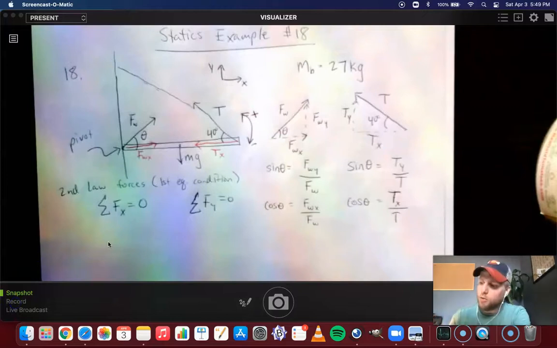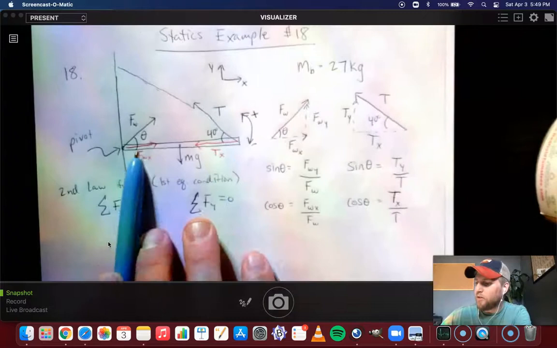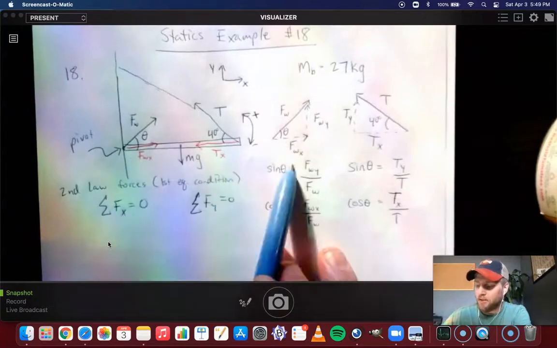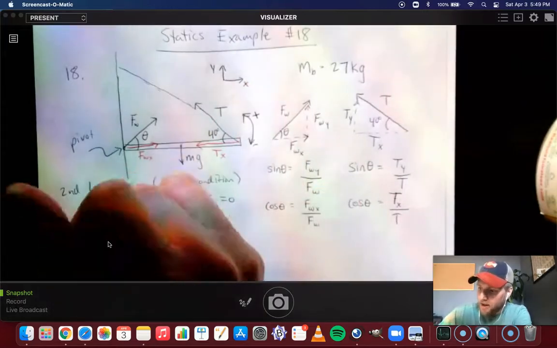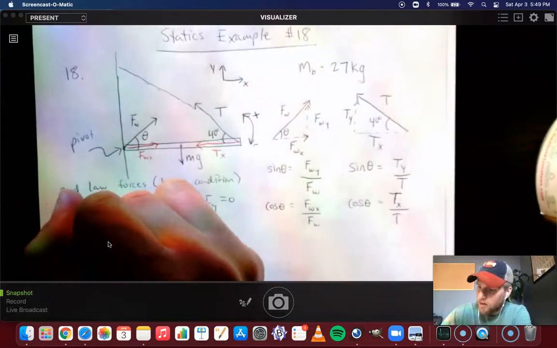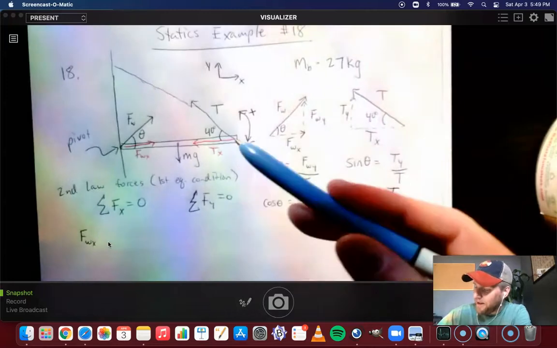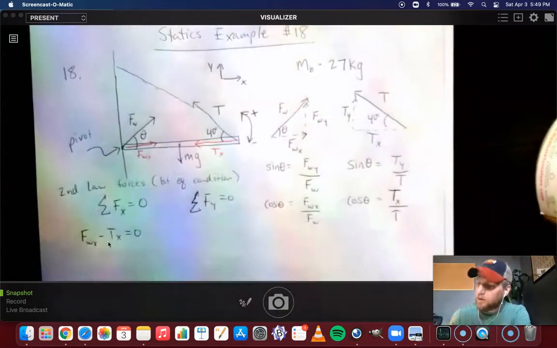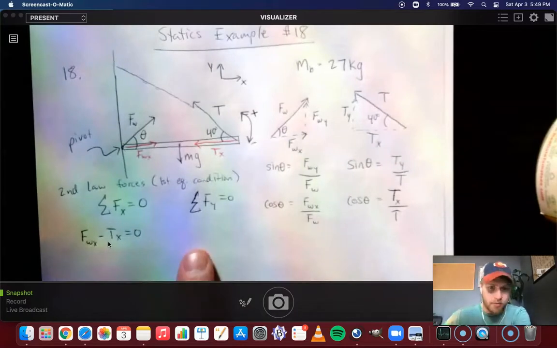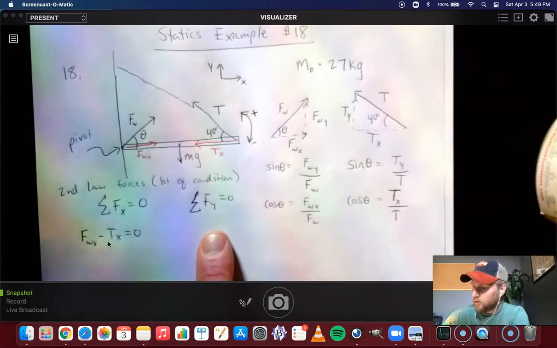Okay, so the reason I ran into that roadblock, and maybe that's instructive, is I needed to figure out which one of these forces gets my minus sign. It looks like it's going to be positive FWX, and then I'm going to add to that a TX, but it's in the minus direction, minus TX, that equals 0. Okay, let's move on to the y direction forces.